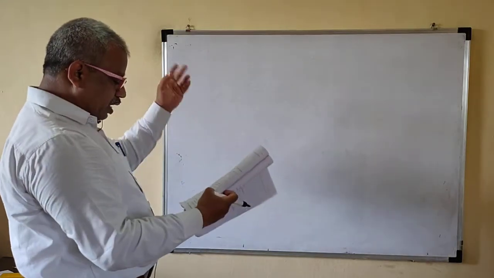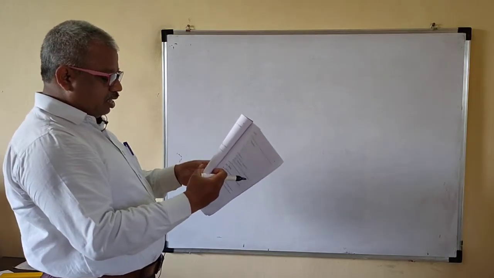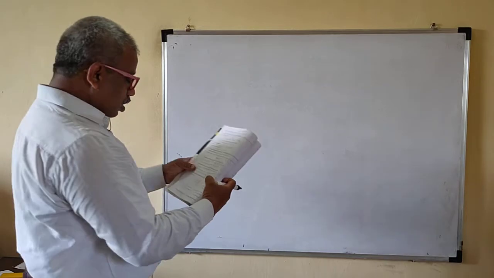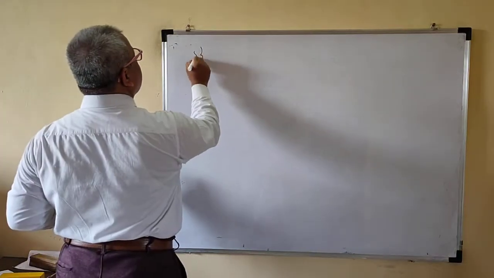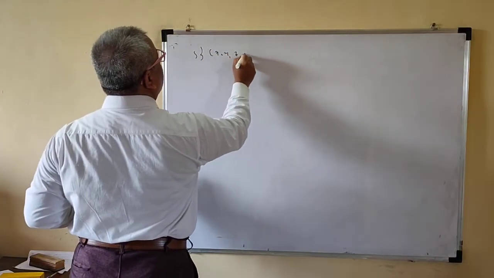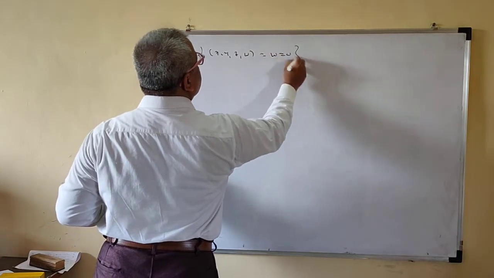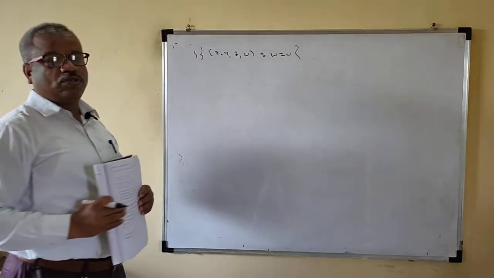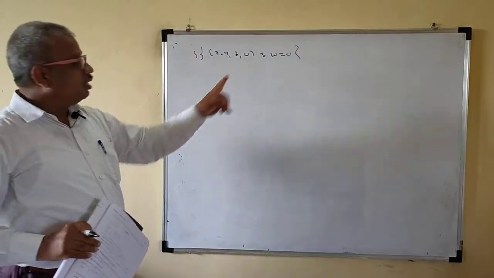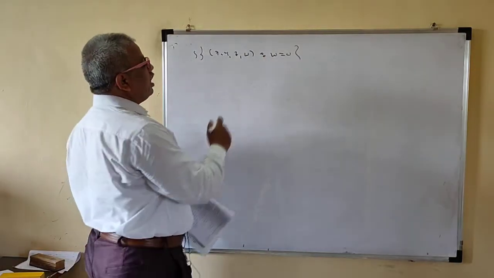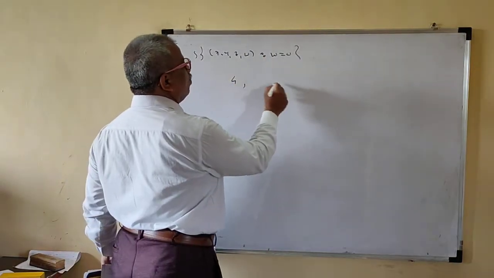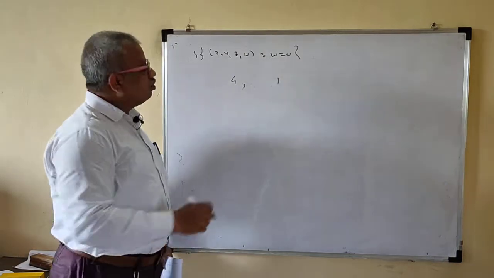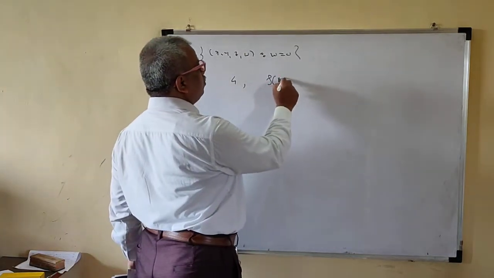I hope that you can do any problem like this. Now suppose only this set is there: x, y, z, w, and w is 0 only. This is the condition. So there are 4 unknowns, and how many equations? 1 equation. This is 1 equation, which means rank of A is 1.